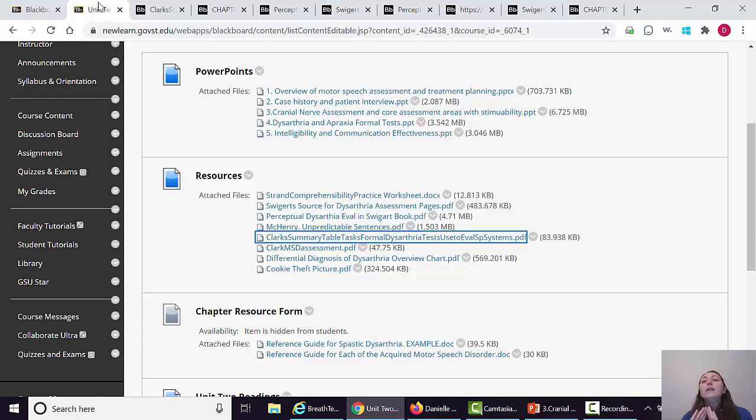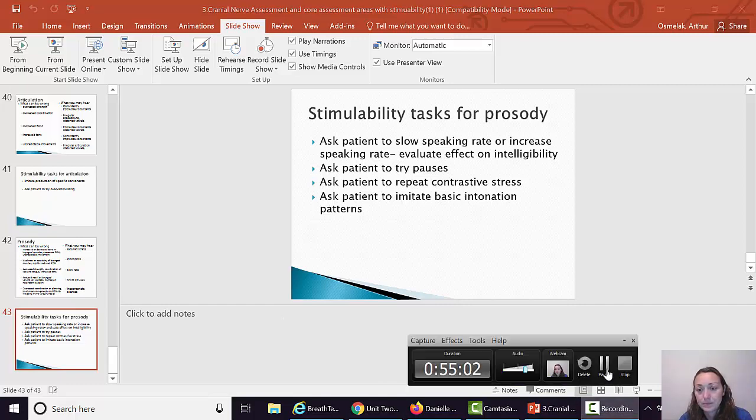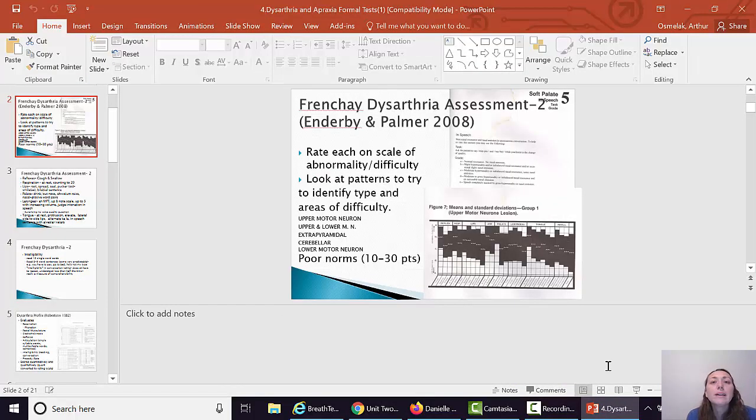Okay, so here we go. We're going to transition now and very briefly talk through some standardized assessments that are out there in the real world for dysarthria. And we're going to move forward from there. Okay, so we're moving on to PowerPoint 4.